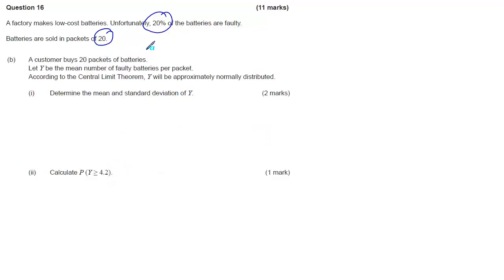A customer buys 20 packets of batteries. Let Y be the mean number of faulty batteries per packet. According to the central limit theorem, Y will be approximately normally distributed. Determine the mean and standard deviation of Y.